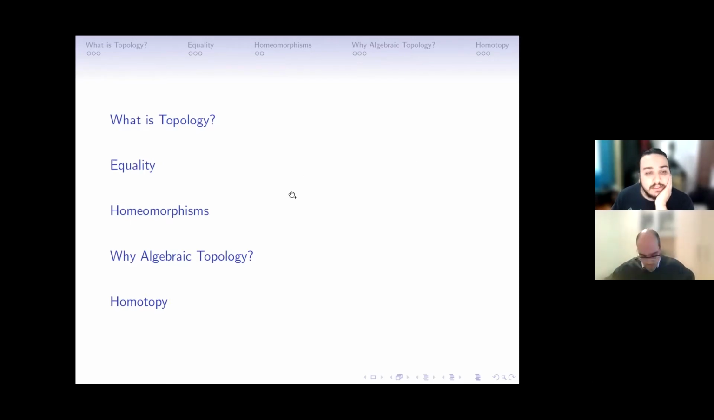Homeomorphisms. These are an important tool in topology to determine what spaces are different. And then we'll talk about the algebraic part, right? Because algebra turns out to be quite the tool for certain problems. And then I'll talk a little bit about homotopy towards the end.